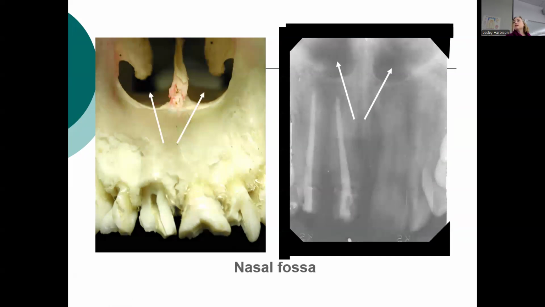The nasal fossa. So if it's pointing down toward the bottom and it's asking about something that's radiopaque, what would it be pointing to? If it was pointing down here on the X-ray, what would it be pointing to? Yeah, exactly. You guys got it. The floor of the nasal fossa.